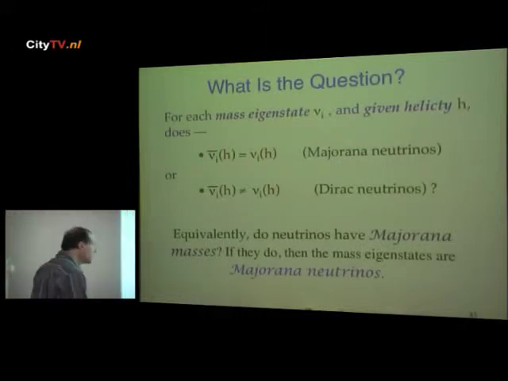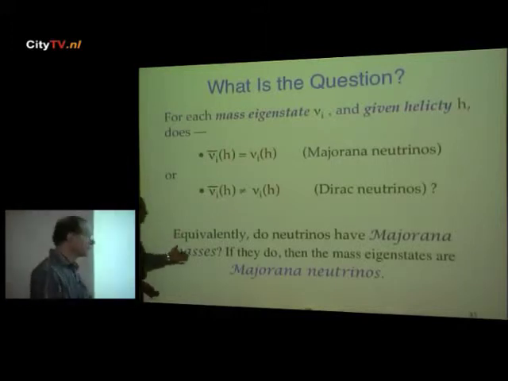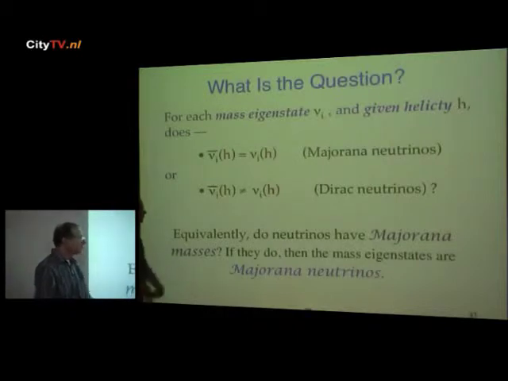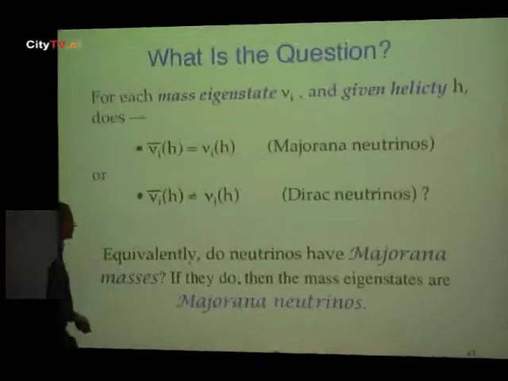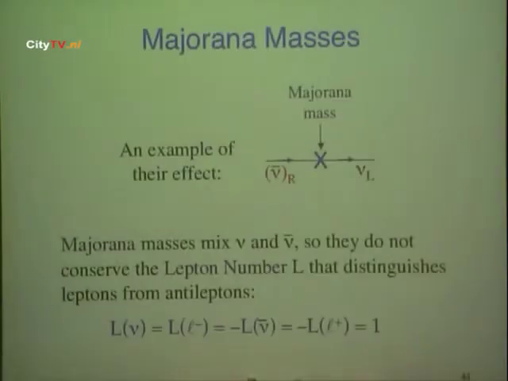An equivalent question is, do neutrinos have Majorana masses? Because if they do, then the mass eigenstates are Majorana particles. So what's a Majorana mass? An example is a mass term like this, which absorbs a right-handed antineutrino and makes a left-handed neutrino. As this illustrates, what any Majorana mass does is to turn an antineutrino into a neutrino or the other way around.